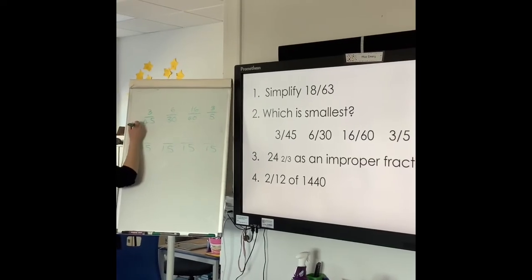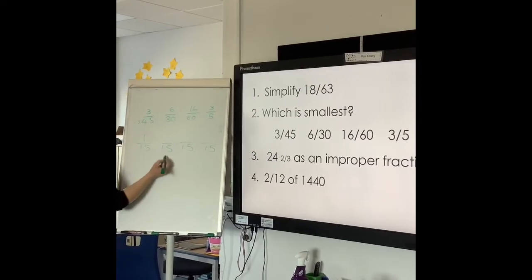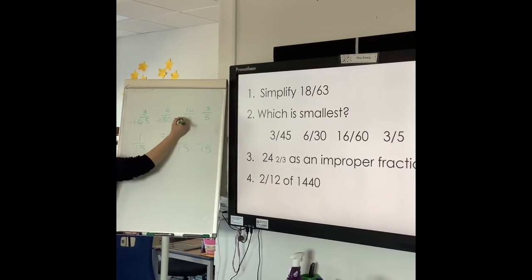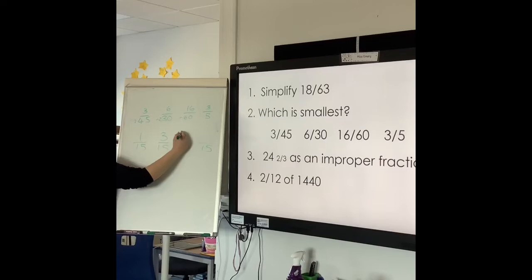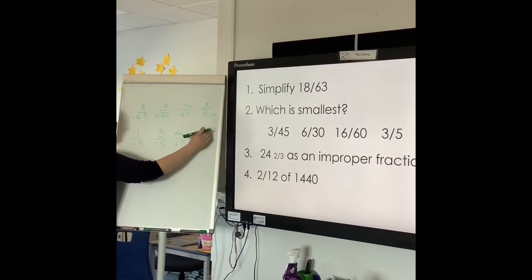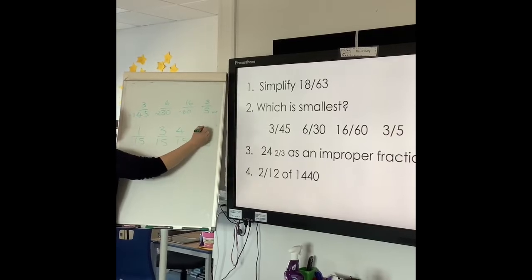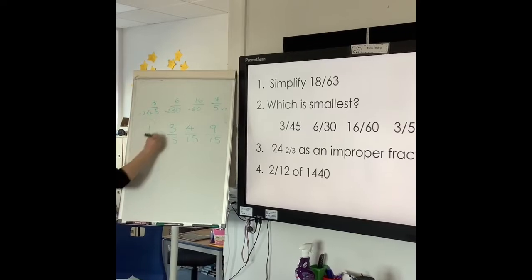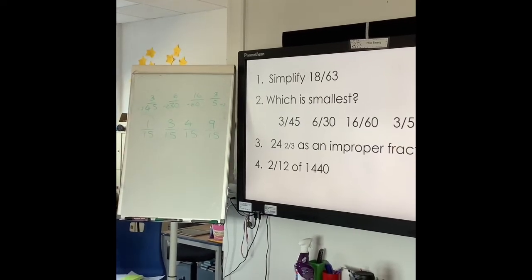So we divided by 3, so that is 1. We divided by 2, so that is 3. We divide by 4, so that is 4. And you have to times by 3, so that is 9. So the smallest is that one.